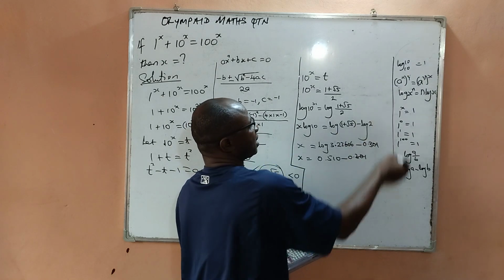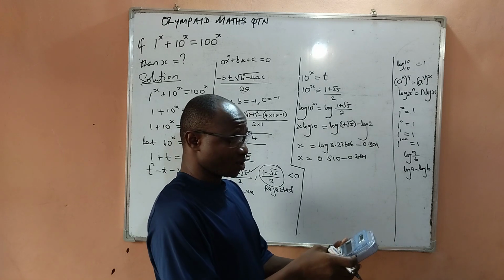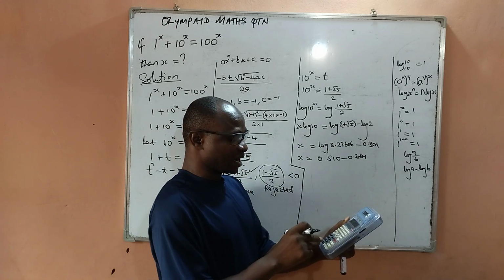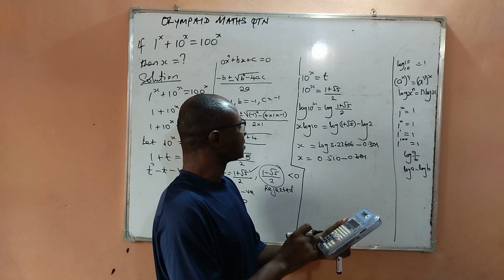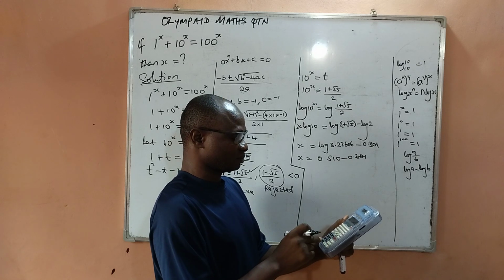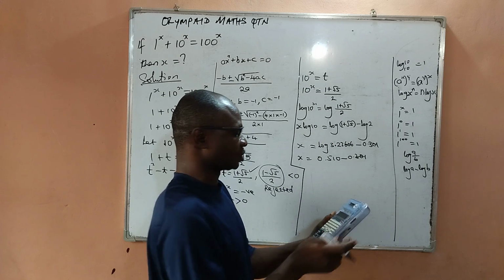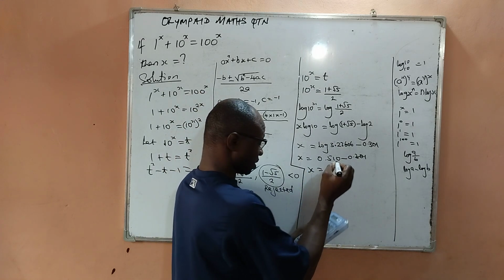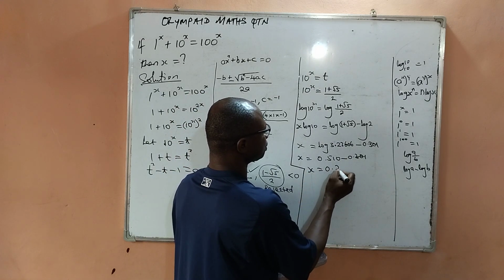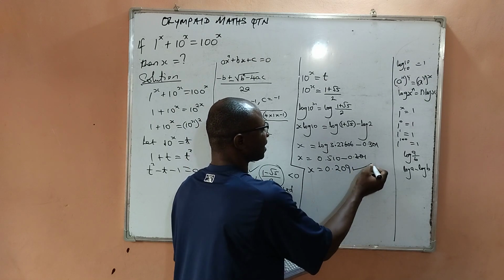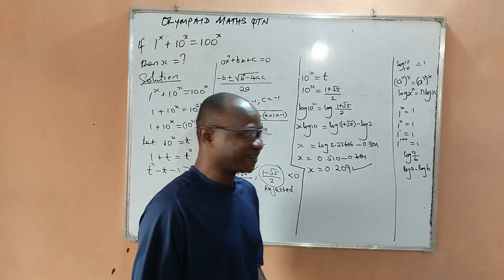Alright. So moving forward, when this is evaluated, what I will now have is 0.510 minus 0.301. This will now be equal to x, exactly equal to 0.209, the final value of x.